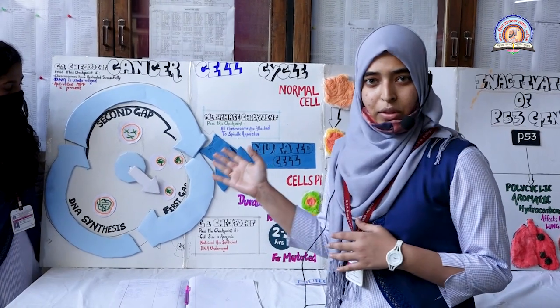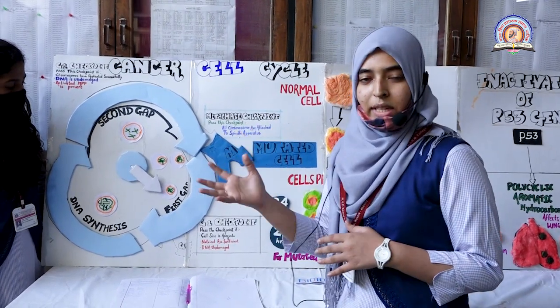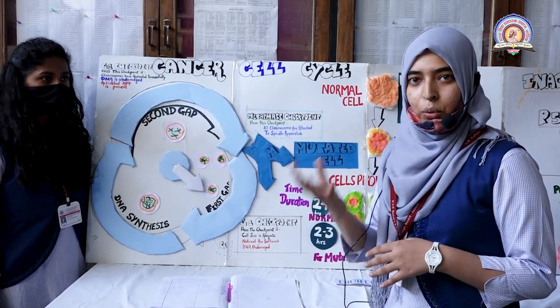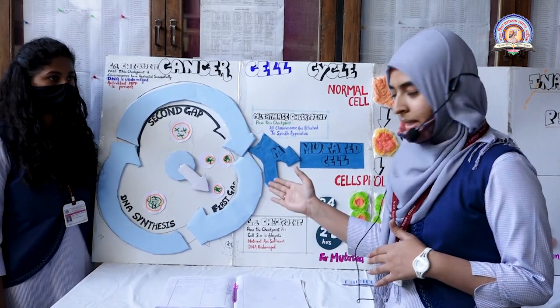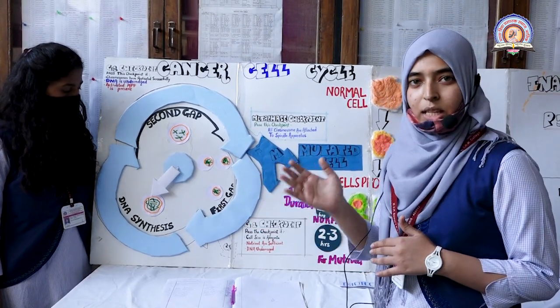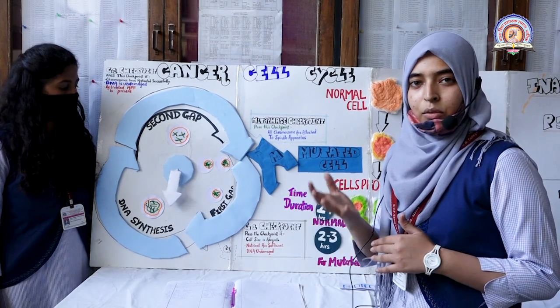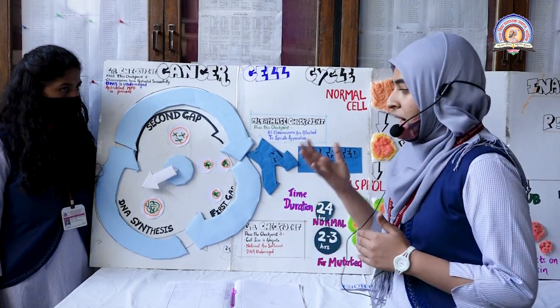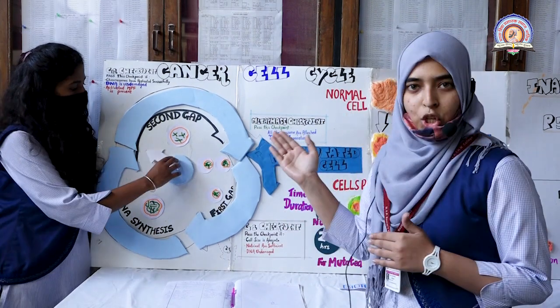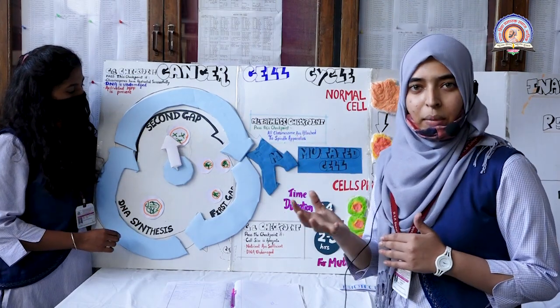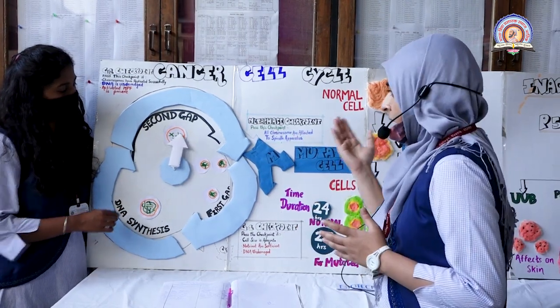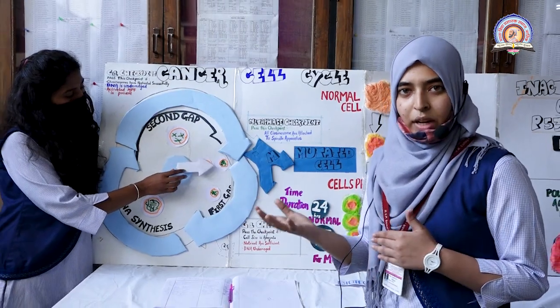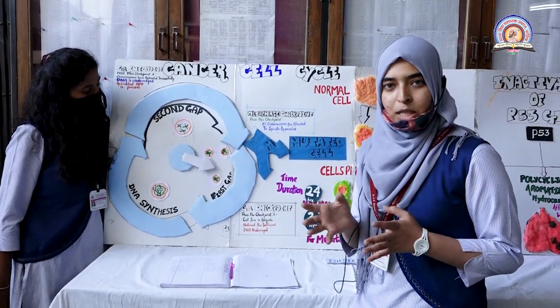So the first is G1 phase. In G1 phase, mostly the proteins, the enzymes or the nutrients which are required for the cell are synthesized. Next, it is S phase. In S phase, the main genetic material, which is DNA, is duplicated and replicated. Next is G2 phase. In G2 phase, the main genetic material is condensed. Next is M phase, which is the main proliferative phase in which the two daughter nuclei are formed.